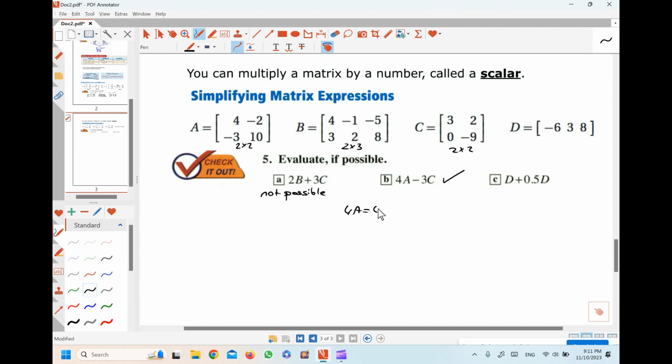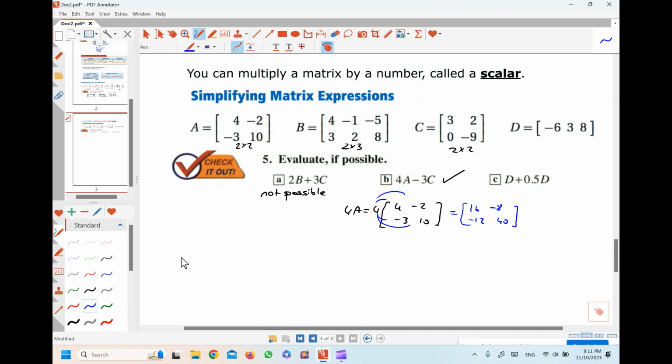4A means 4 multiplied by matrix A. 4, negative 2, negative 3, 10. And all we have to do is distribute this 4 into the matrix for every entry. 4 by 4 makes 16. 4 by negative 2, negative 8. 4 by negative 3, negative 12. 4 by 10, 40. We got 4A.